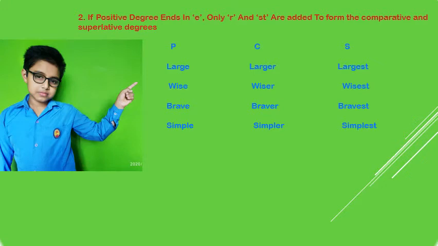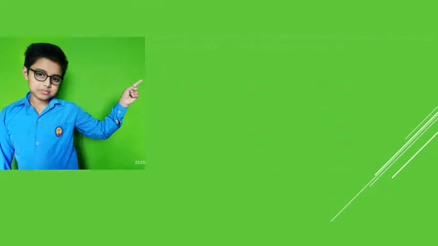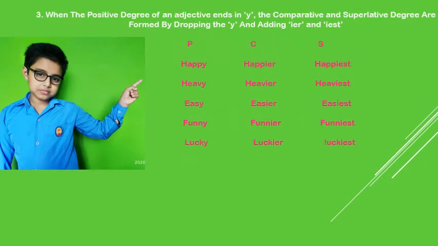So let's take some other words also. Likewise, wise, wiser, wisest. Then brave, braver, bravest. Simple, simpler, simplest. So we have learnt about the second rule. Let's move to the third rule.